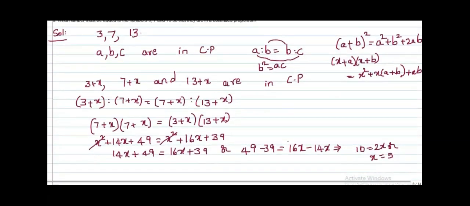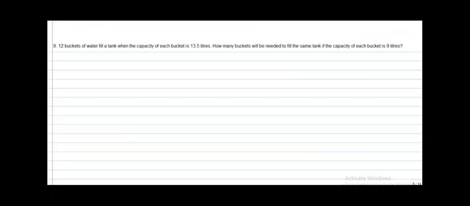So, by adding 5 to these three numbers, we get 3 plus 5, which is 8, 7 plus 5, which is 12, and 13 plus 5, which is 18. These three are in continuous proportion. Right? Because 8 into 18 is equal to 12 square. 8 into 18 is 144. 12 square is also 144. The cross product rule is verified here. Therefore, these numbers are in continuous proportion. Now we will move on to the next question.